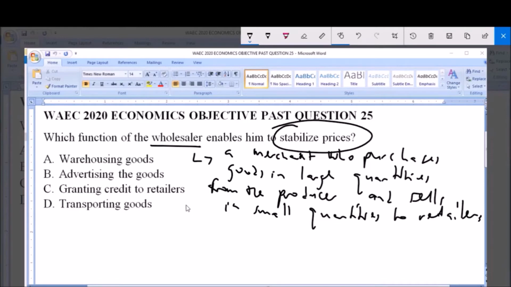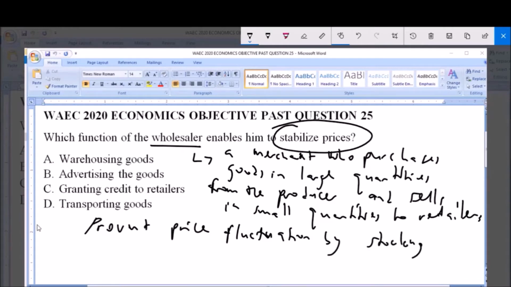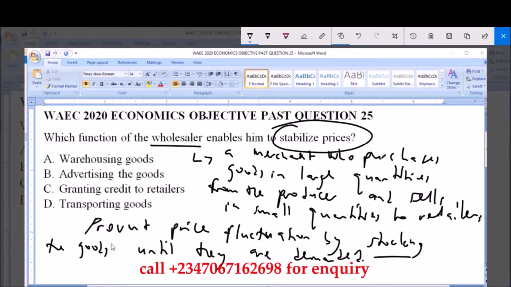He helps to stabilize prices, or helps to prevent price fluctuation, by stocking the goods until they are demanded. That is, he stocks the goods in a warehouse until they are demanded. So by this, he helps to stabilize prices or prevent price fluctuation.